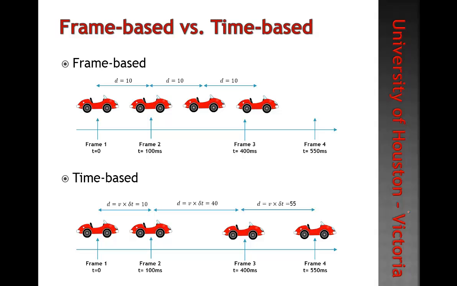So here's an example of it. Let's say that we have a frame-based movement, and we want to move our car 10 units, thinking of these 10 units as a measure of its velocity, how fast we want the car to move. Hypothetically, frame number 1 rendered at time 0, then frame number 2 rendered at time 100 milliseconds, then frame number 3 took 300 milliseconds to run, so at time 400 milliseconds, frame 3 updated, and then frame 4 updated at 550 milliseconds.